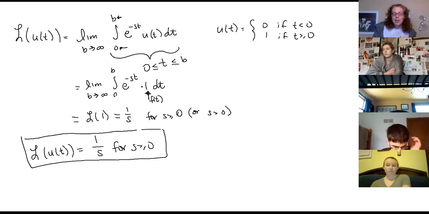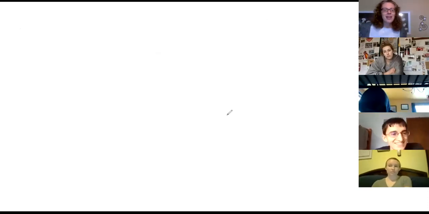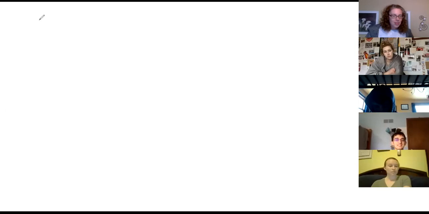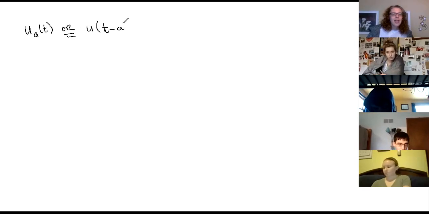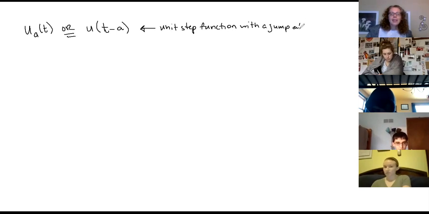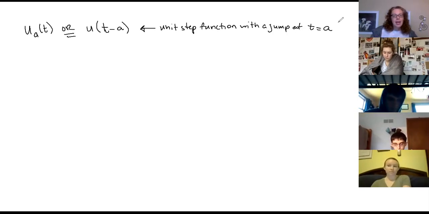Okay. All right, this is boring because what we want is to be able to have a step somewhere else. So we've got this new function and we're going to call it u sub a of t, or sometimes the book also uses u of t minus a. This is the unit step function with a jump, instead of at t equals 0, at t equals a. So we're basically taking the same unit step function that we just had and making it more general. We're going to say the jump can occur any place that I want.